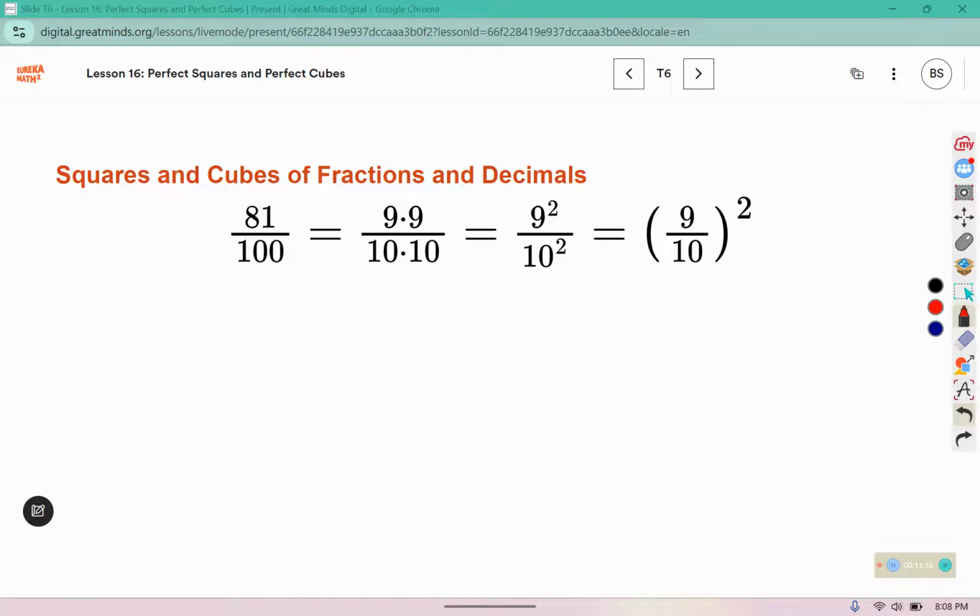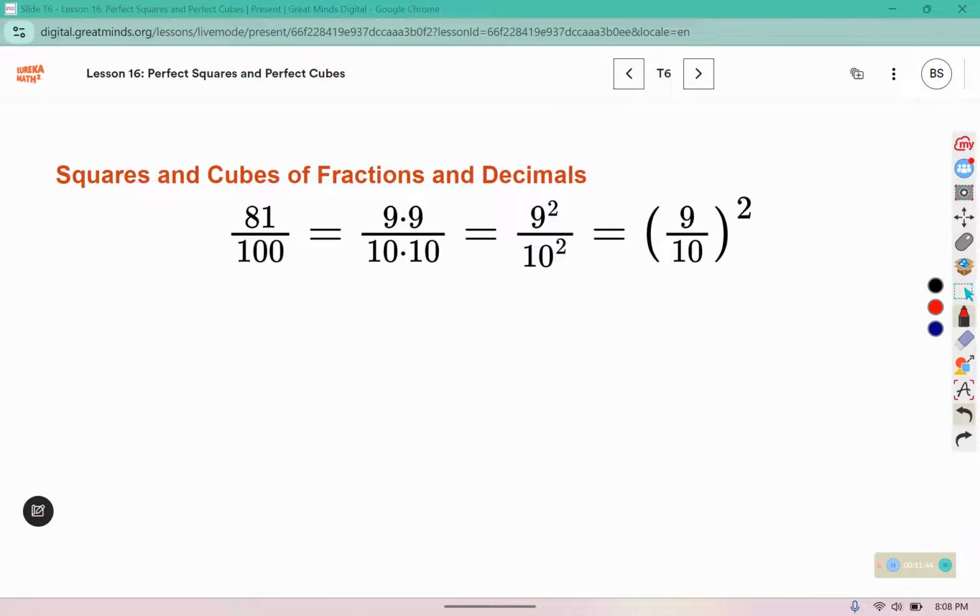Remember that we said 81 over 100 was not a perfect square or a perfect cube because it's not going to have a whole number answer or an integer value that can square to make 81 over 100. But we did say that 81 can be formed by 9 times 9, and 100 can be formed by 10 times 10. So this is 9/10 squared.